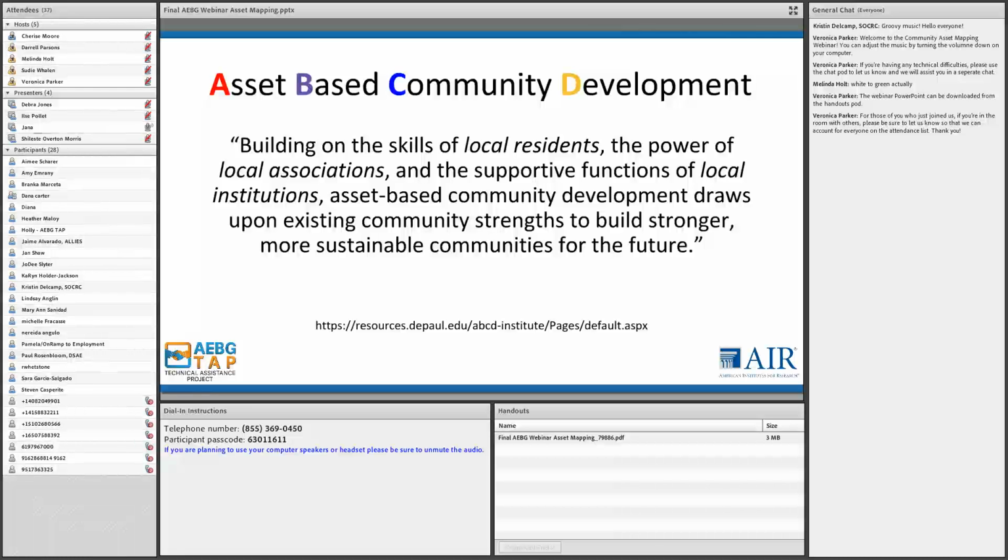Now let's read this definition of asset-based community development. Building on the skills of local residents, the power of local associations, and the supportive functions of local institutions, asset-based community development draws upon existing community strengths to build stronger, more sustainable communities for the future.